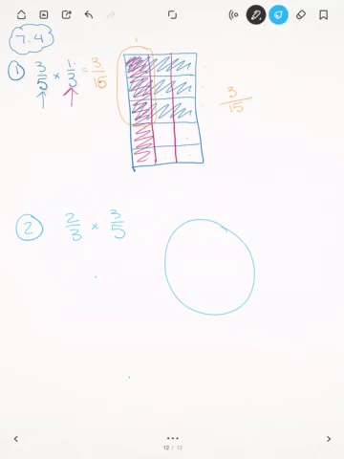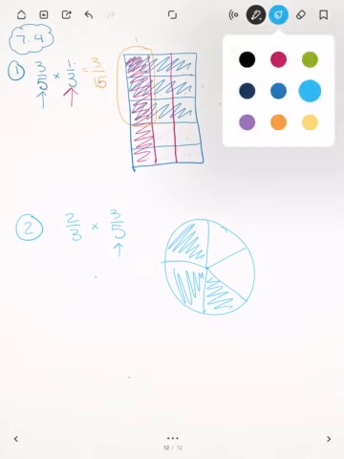All right, so I have to look at first the fraction with the larger denominator, because that's going to be more pieces. Okay, so I need to divide this circle into 5. 1, 2, 3, 4, 5. 5 pieces. And I'm going to shade in 3 of those. There's 1, 2, and 3.